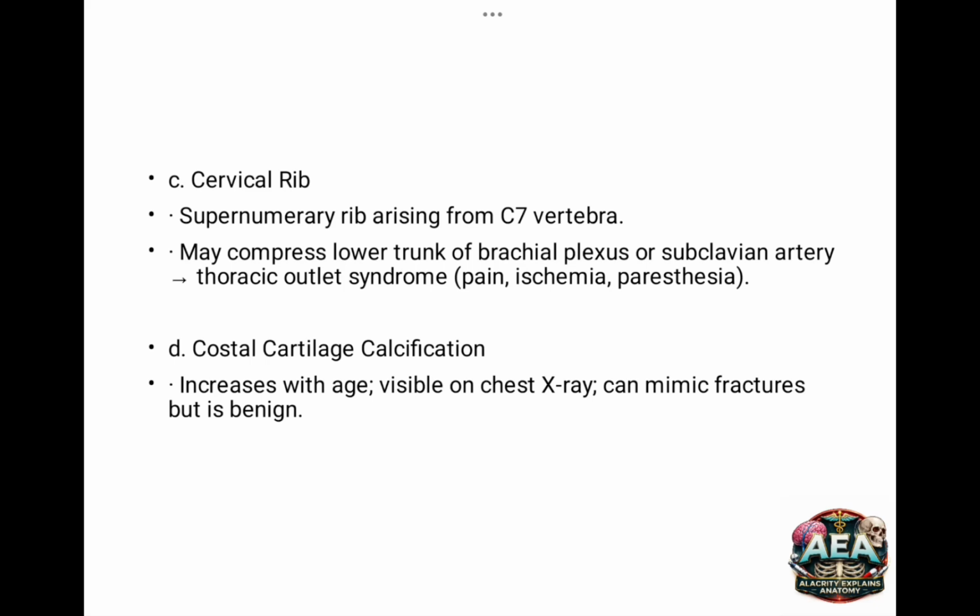For cervical ribs, there are supernumerary ribs arising from the 7th vertebrae. They may compress the lower trunk of the brachial plexus as well as the subclavian artery. Remember, we said the first rib has a groove for the subclavian artery. So whenever there's another rib, a supernumerary rib that attaches above, that's the 7th cervical vertebrae, you're going to have compression of the subclavian artery as well as the lower trunk of the brachial plexus, and you have what you call the thoracic outlet syndrome. There's going to be pain, ischemia, paresthesia due to affectation of the nerves and the arteries.